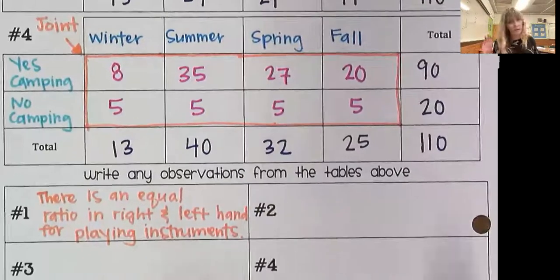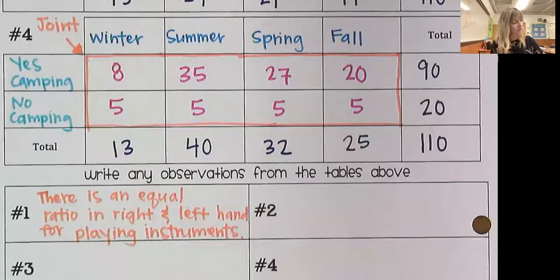So what I need you to do now is finish writing down one observation from each of those 3 tables left, and then submit a photo of this page.